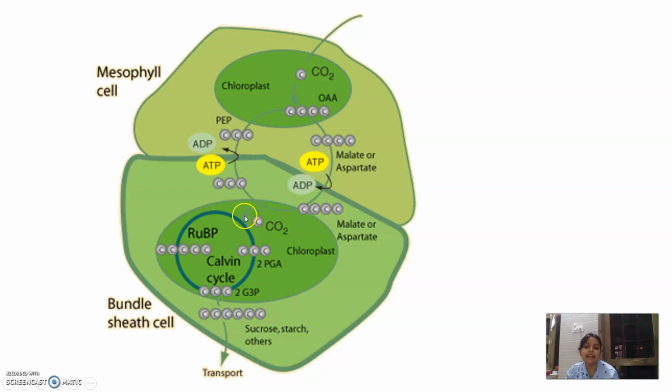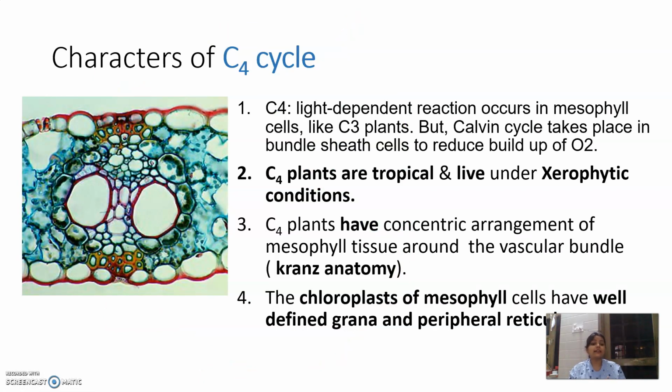The carbon dioxide here enters the C3 cycle, or the Calvin cycle, to avoid photorespiration. After that, the 3 remaining carbons form the C3 acid. We can call it the C3 acid. This C3 acid is transported to the mesophyll cells, where it regenerates the phosphoenol pyruvate. Let's proceed forwards towards certain characteristics of the C4 cycle.